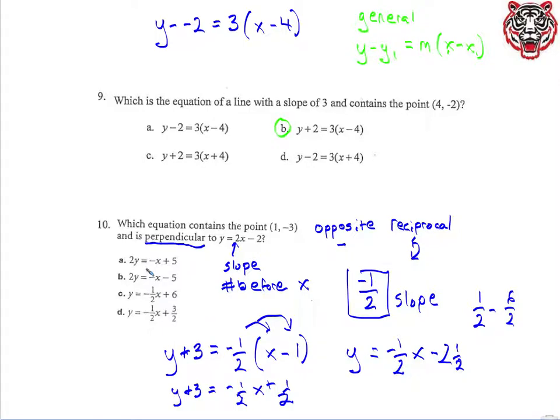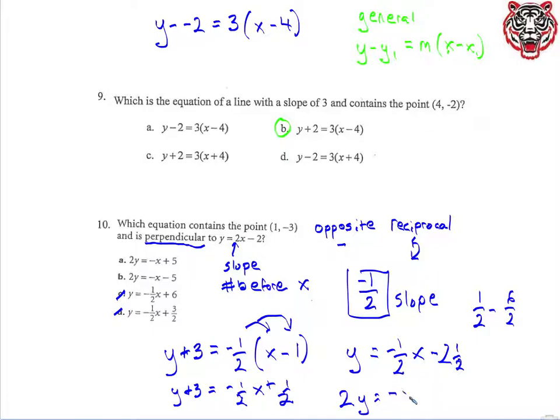All right, we're looking for an answer that looks like this. I don't see it here. I know it can't be these two. It might be in a different form. Let's multiply everything by 2. What's our new equation? What's y times 2? It's 2y. What's negative 1/2 x times 2?